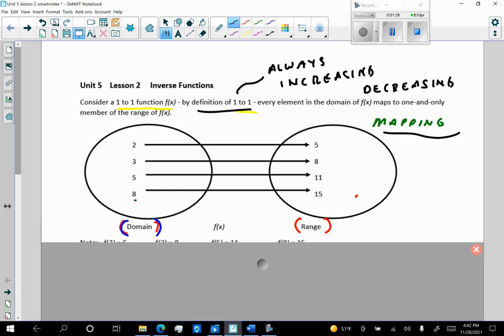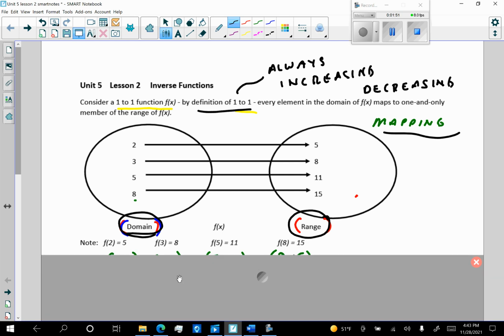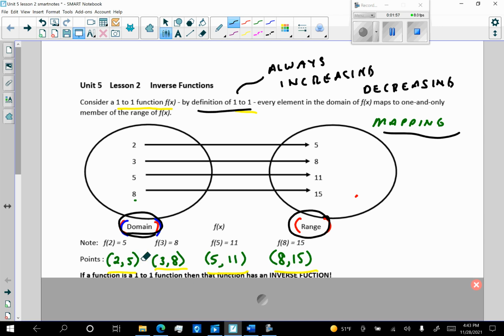And this is a one-to-one function, and this is the domain of that one-to-one function, and this is the range of that one-to-one function. And this is the rule. In this case, there is no analytical rule. It's a mapping rule where 2 maps to 5, and so on. So what do we know? We know that f of 2 is 5, f of 3 is 8, f of 5 is 11, and f of 8 is 15.